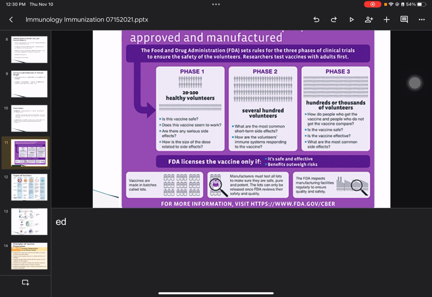Like Facebook. So during the clinical trials, at what stage do they pay people, or is it throughout? So, they can start paying people immediately.